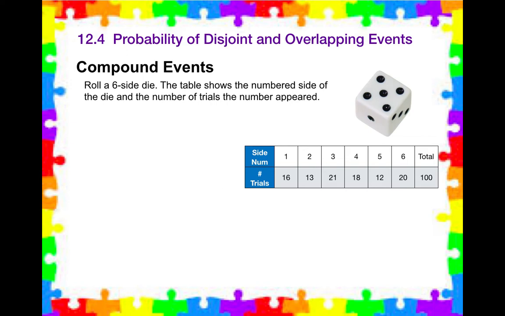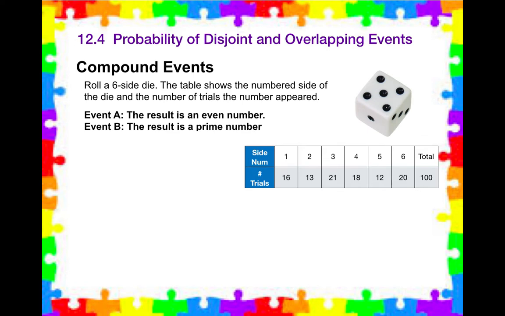And the table shows the numbered side of the die in a bunch of trials. So we did 100 trials, and 16 out of those trials got a 1, 18 got a 4, 20 got a 6. So we just kept rolling the die over and over again, and we got these numbers.